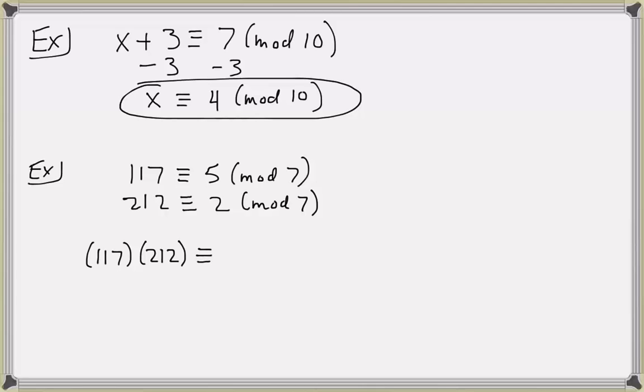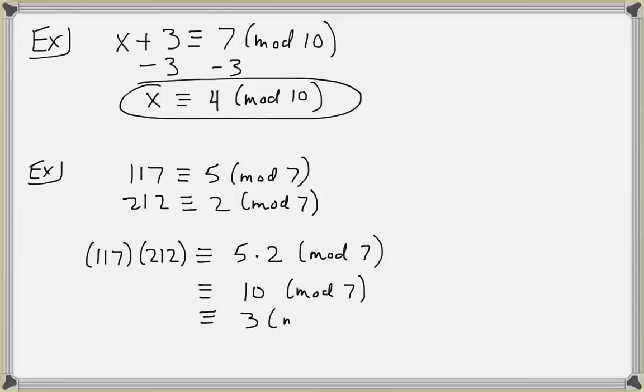Well, instead of multiplying these two larger numbers together, we can just say this is congruent to 5 times 2 mod 7, which is 10. But 10, I can write as 3 mod 7, if I subtract 7 from 10.